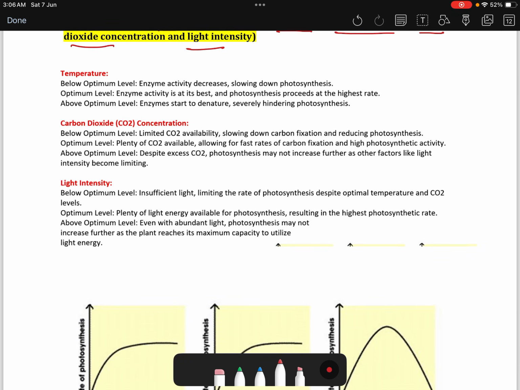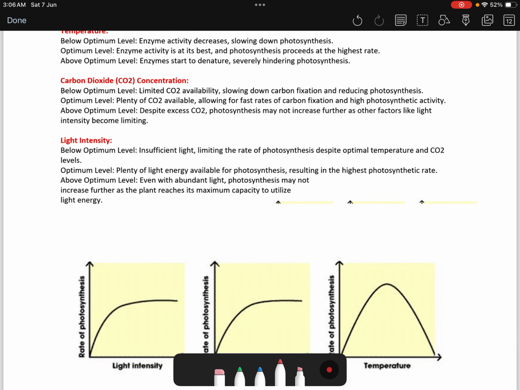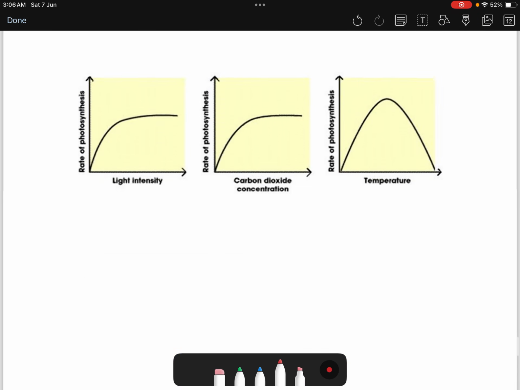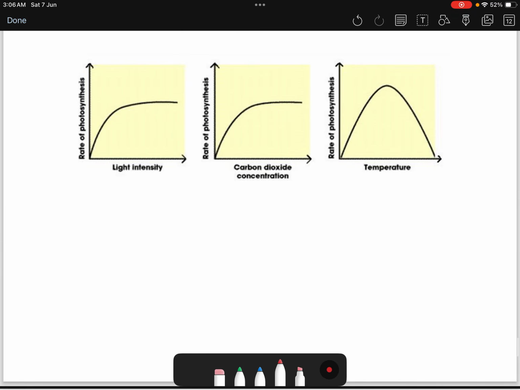So temperature, normally as the temperature increases, as the carbon dioxide increases, as the light increases, the rate of photosynthesis increases, but up to a certain level. After that, the rate of photosynthesis stops increasing or stays constant. Okay, so please read them up. I will tell you what's happening in this graph.